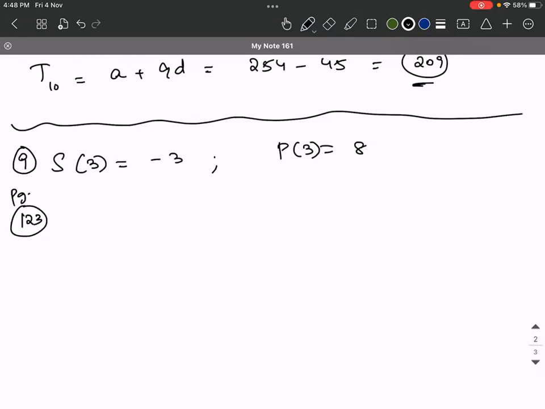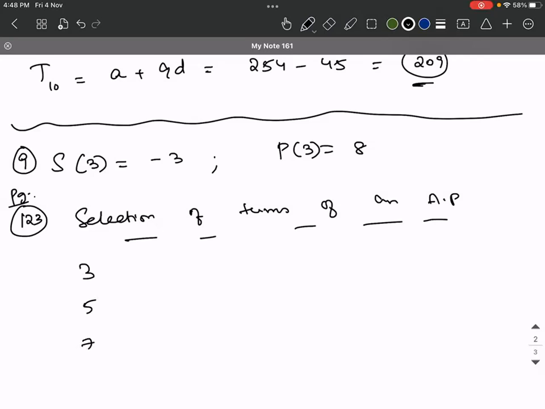in page 123 of your MTG, are you able to see a table? Selection of terms of an AP. Are you able to see this table? Yes, sir. See, if in a problem they give you an odd number of terms like 3, 5, 7, something like that, then listen to this. Take the middle term as A, take the term on the left as A minus D and on the right as A plus D.